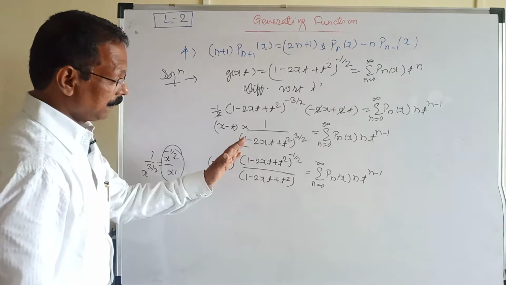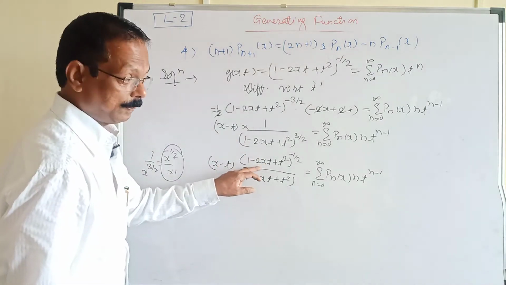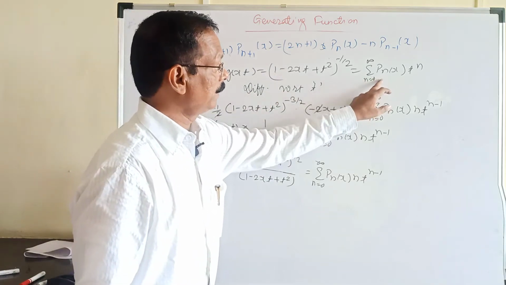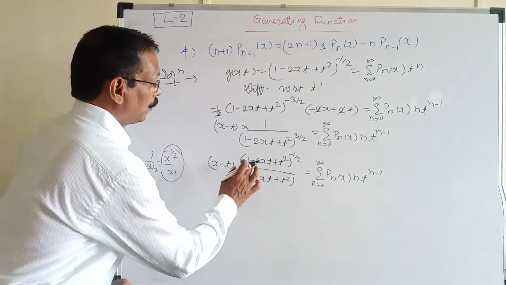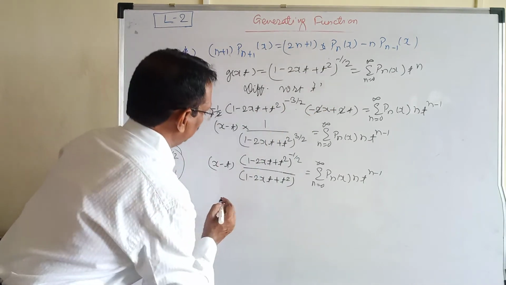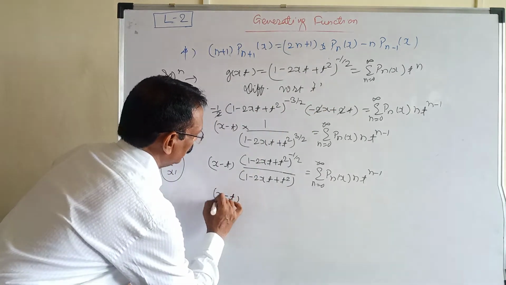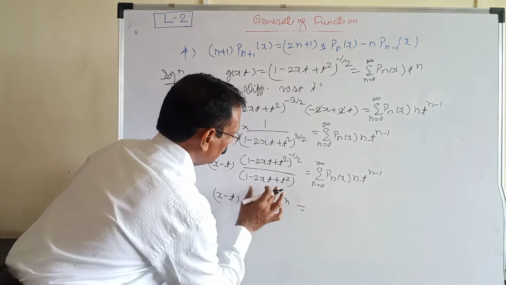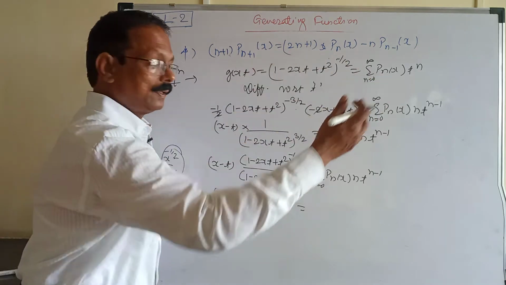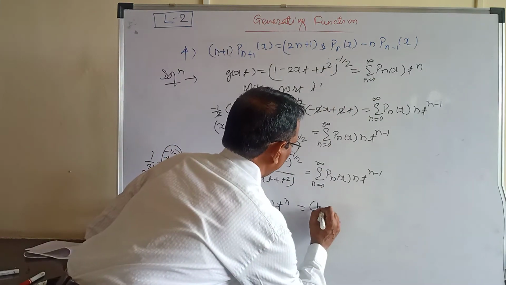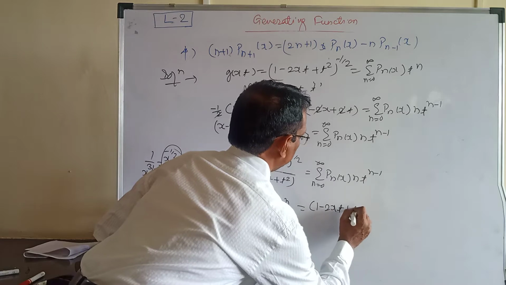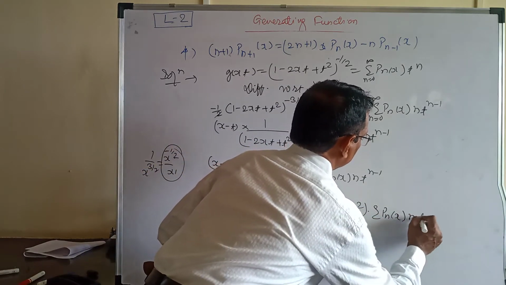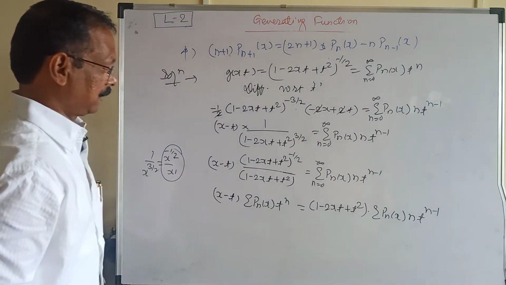Now the numerator term goes to the left hand side. What is this? This is the generating function for Legendre's polynomial, the summation of P_n(x) t^n. So we write this term as the generating function. It is (x - t) into the summation of P_n(x) t^n. And this denominator we transfer to the right hand side, and what we get is (1 - 2xt + t^2) into the summation of P_n(x) n t^{n-1}. Now this is another step.